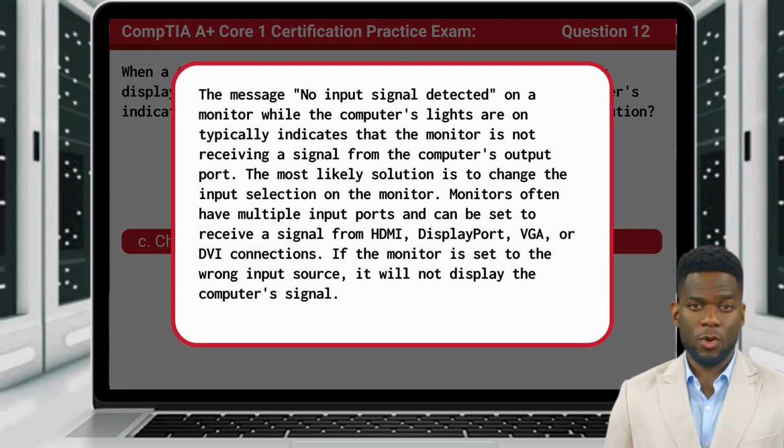The message "No input signal detected" on a monitor while the computer's lights are on typically indicates that the monitor is not receiving a signal from the computer's output port. The most likely solution is to change the input selection on the monitor. Monitors often have multiple input ports and can be set to receive a signal from HDMI, DisplayPort, VGA, or DVI connections. If the monitor is set to the wrong input source, it will not display the computer's signal.